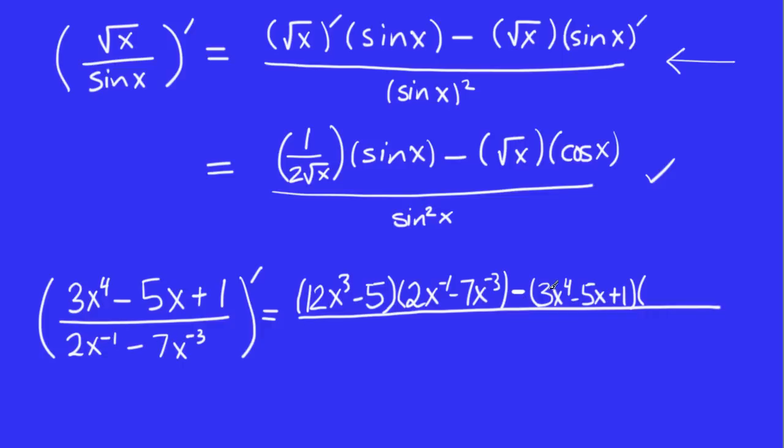So 2 times negative 1 is negative 2, x to the minus 1 is minus 2. And negative 7 times negative 3 is positive 21, x to the minus 3 minus 1 is minus 4. And then the last thing the quotient rule says is it's all over the denominator squared, right? So 2x inverse minus 7x to the minus 3, squared. Okay? So that's the derivative in one step.